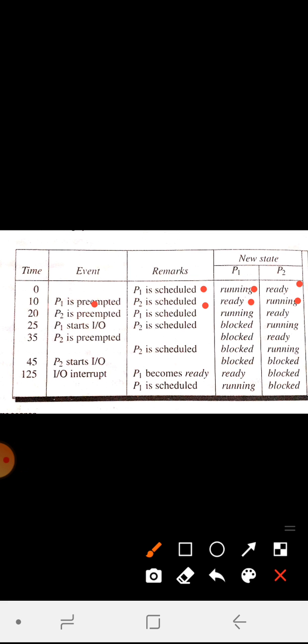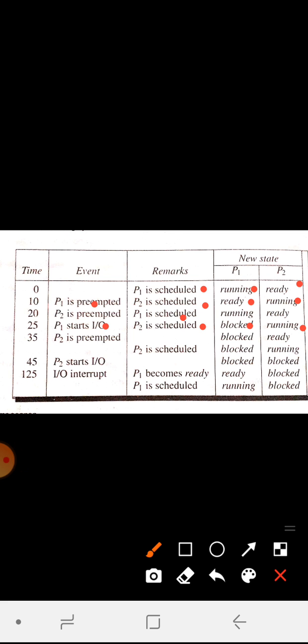At 20 milliseconds, P2 is preempted and you are scheduling P1. Since you are scheduling P1, P1 will be in running state and P2 will be in ready state. At 25 milliseconds, P1 is requesting an IO operation. Since P1 is asking for an IO operation, it will be blocked. So P1 has asked for IO, it is blocked, and you are scheduling P2.